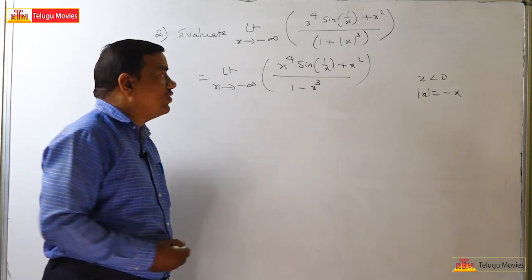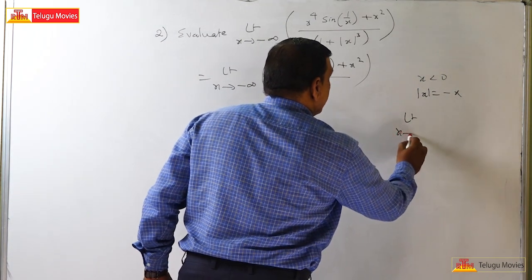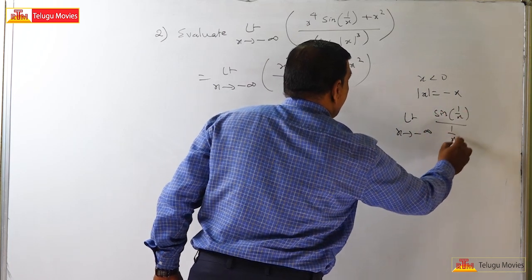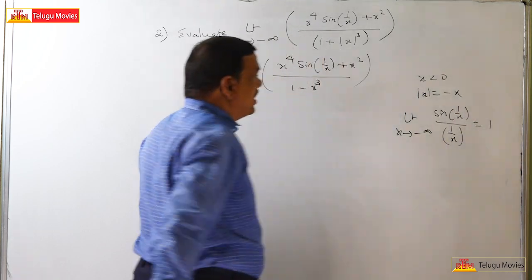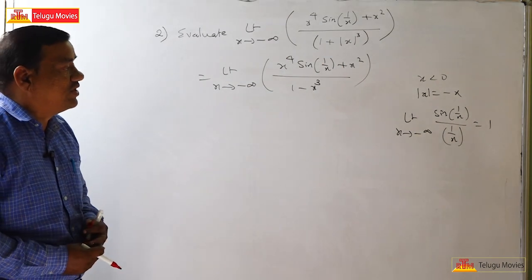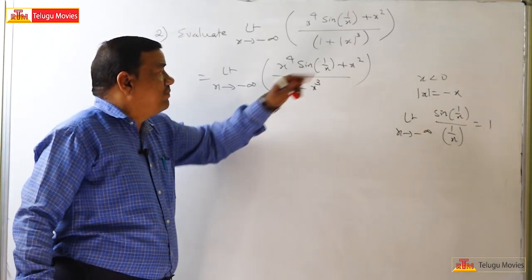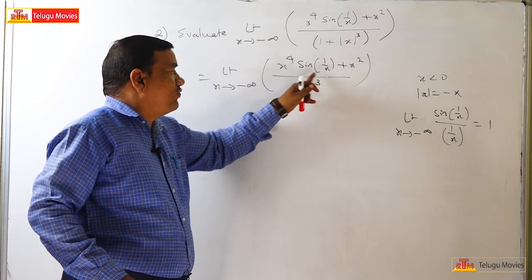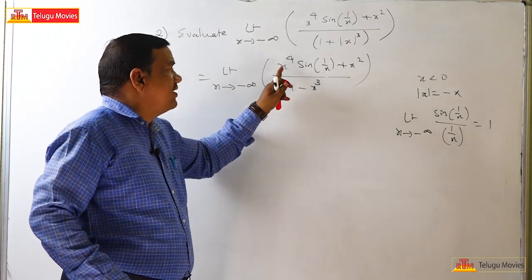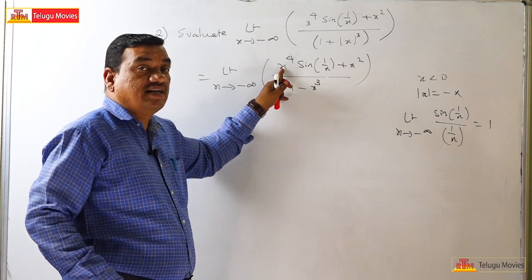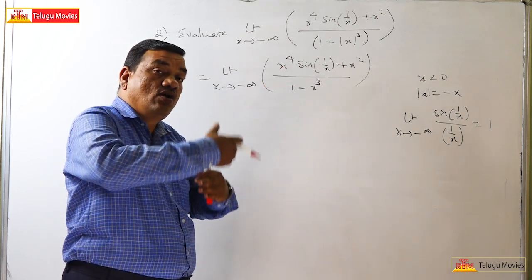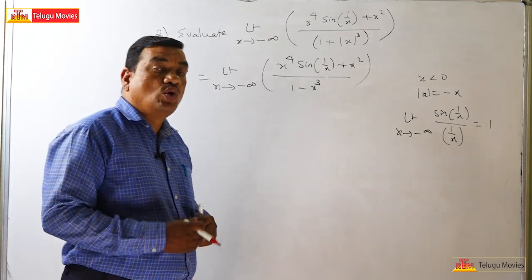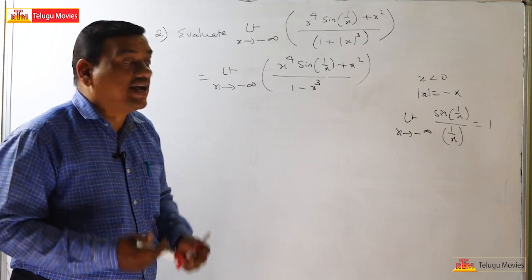Now we have one formula: limit x tends to minus infinity of sine of 1 by x divided by 1 by x is 1. Here sine of 1 by x is there, so we have to get the 1 by x. If x is there, then we can write it as 1 by x. So divide the total expression, numerator and denominator, by x cube.